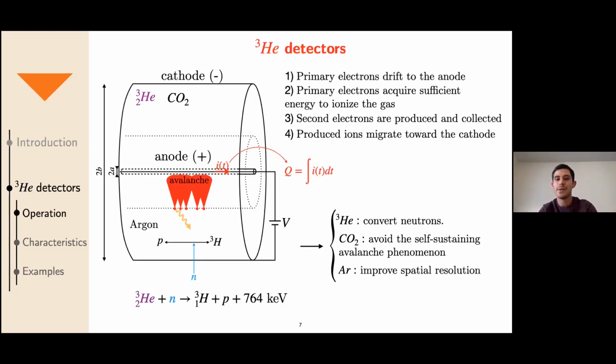Besides, we will also use argon, which has a higher stopping power than helium-3, and which will decrease the size of the primary track of the particle, and so improve the spatial resolution by better localizing the site of interaction between the neutron and the helium-3 molecule. Okay, so we saw the operation of the helium-3 detector.